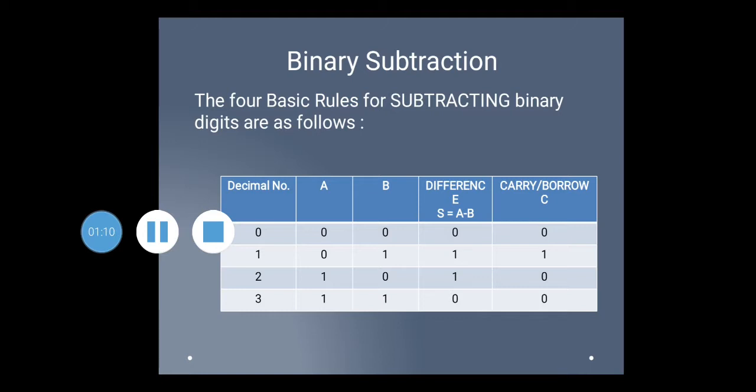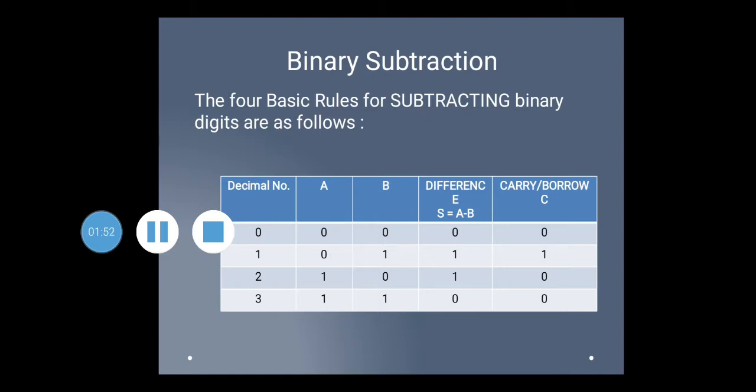Now here is the binary subtraction table. This you have to learn by heart. Now check it out. The first column is the decimal number, the second column is A, and the third column is B. A and B are two inputs, and there are two outputs, that is difference and borrow or carry. It's one and the same. We are going to subtract single bits, so single bit subtraction is taking place here.